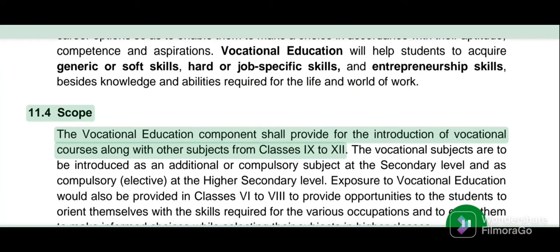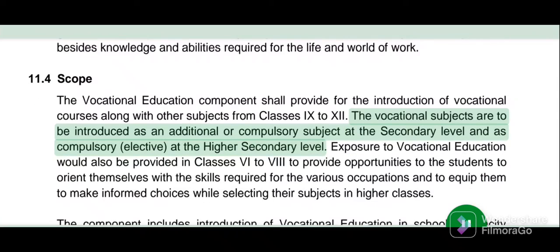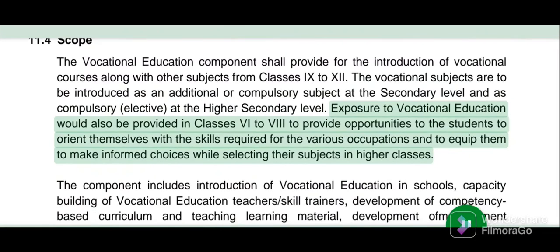11.4 Scope. The vocational education component shall provide for the introduction of vocational courses along with other subjects from classes IX to 12. The vocational subjects are to be introduced as an additional or compulsory subject at the secondary level and as compulsory elective at the higher secondary level. Exposure to vocational education would also be provided in classes V to 8 to provide opportunities to the students to orient themselves with the skills required for the various occupations and to equip them to make informed choices while selecting their subjects in higher classes.